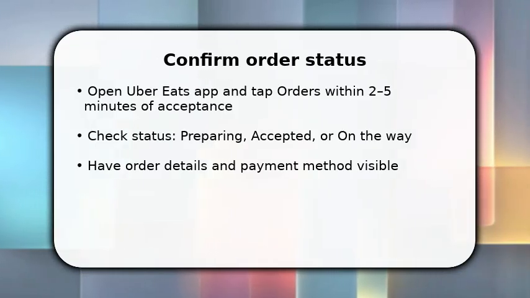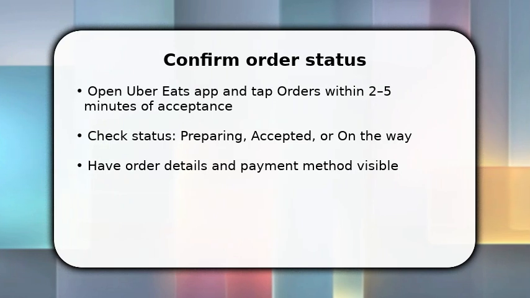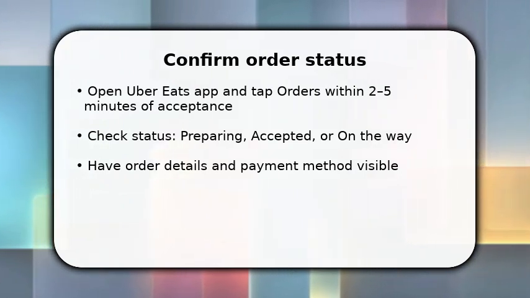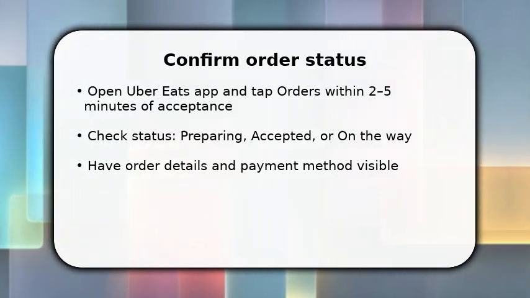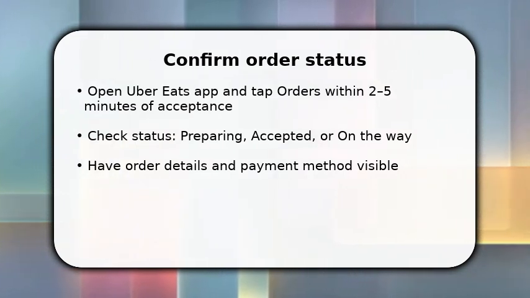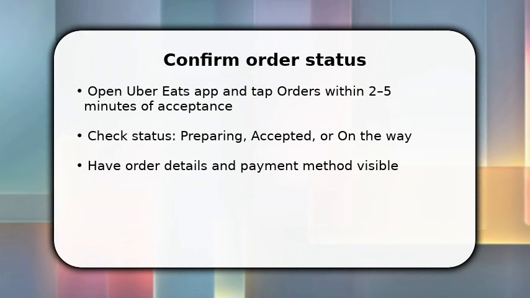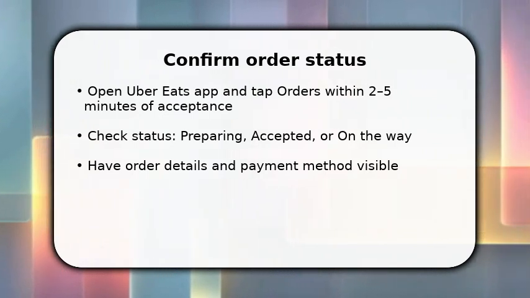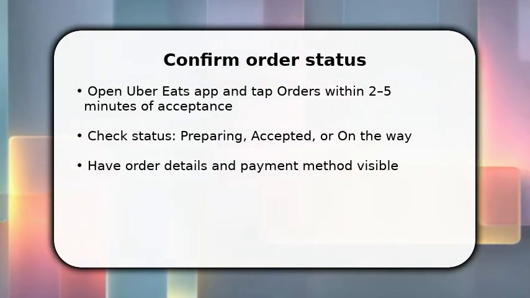You need to act fast. Open the Uber Eats app and go to Orders. Once there, tap the specific order to view its current status and items. If it shows accepted or preparing, you can usually request cancellation. If it's already on the way, you'll need to follow the delivery cancellation path.